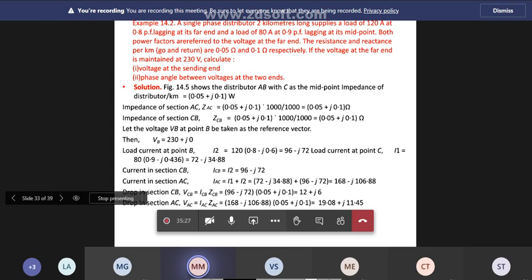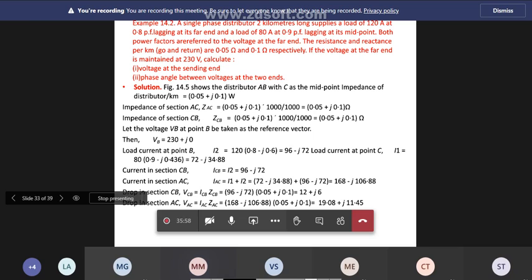A single phase distributor 2 kilometers long supplies a load of 120 amperes at 0.8 power factor lagging at its far end and a load of 80 amperes at 0.9 power factor lagging at its midpoint. Both power factors are referred to the load voltage at the far end. Voltage at far end, that is nothing but the first one. Resistance and reactance per kilometer, here also per kilometer.